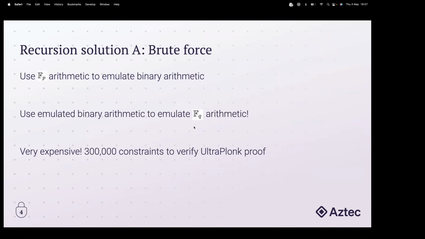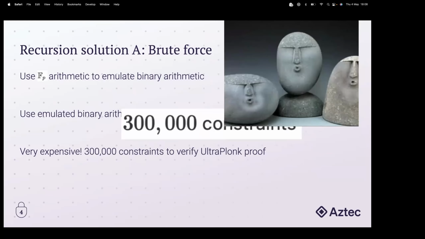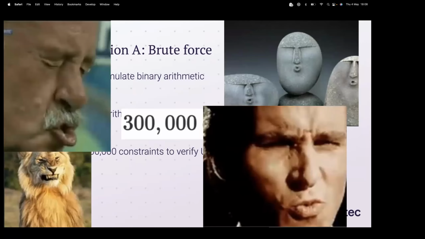So there are several solutions. I'm just going to run through them briefly, historically. The obvious one is to brute force it. You use your native prime field arithmetic to emulate binary arithmetic, and then you use your emulated binary arithmetic to emulate the prime field arithmetic that you really want to do. But layering these two abstractions adds a lot of cost. It's about 300,000 constraints to verify a simple proof within a proof under this model. So it works, but it's very expensive. It's not good at all.